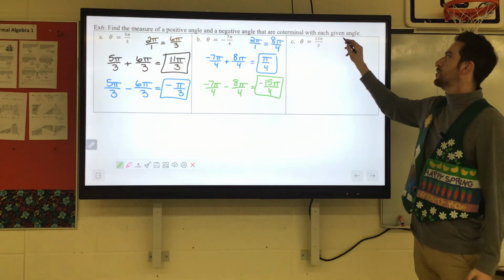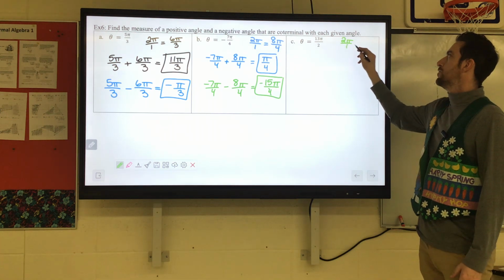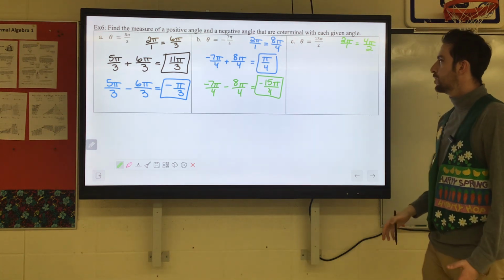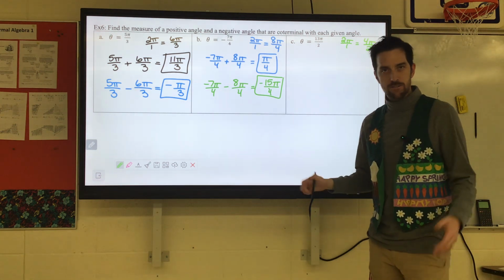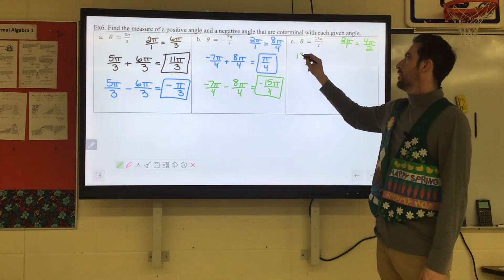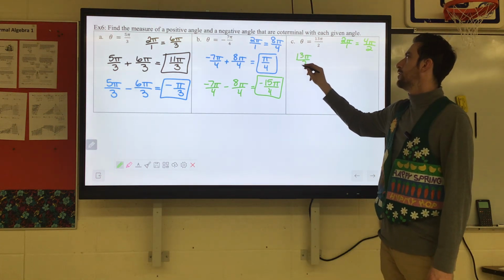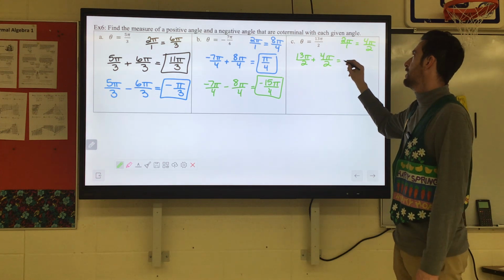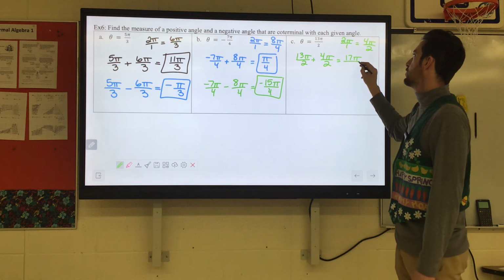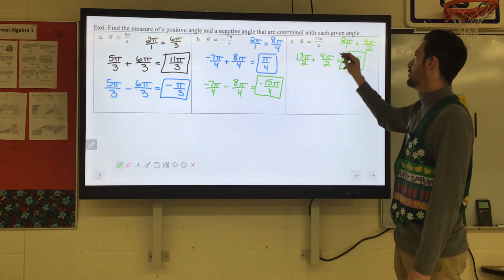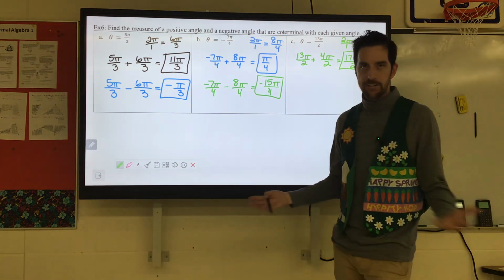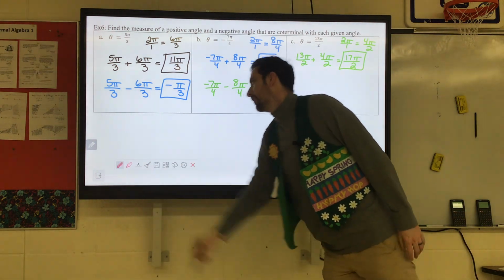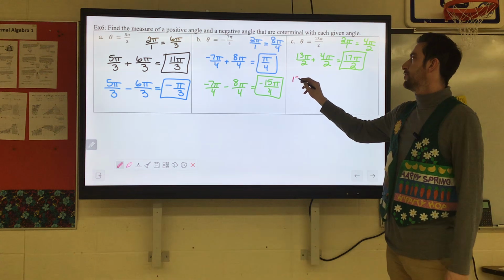And this one's given in halves. So if we're scaling 2 pi over 1 into halves, that would be 4 pi over 2. So we're going to add and subtract a 4 pi over 2. So 13 pi over 2 plus 4 pi over 2 would be 17 pi over 2. That is one positive coterminal angle. Remember, there are infinite. You could keep adding 2 pi's to everything. Now we're going to subtract the 4 pi over 2.